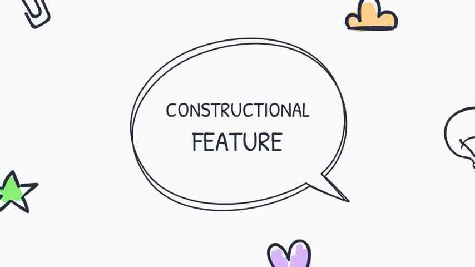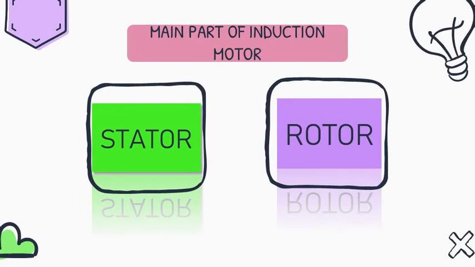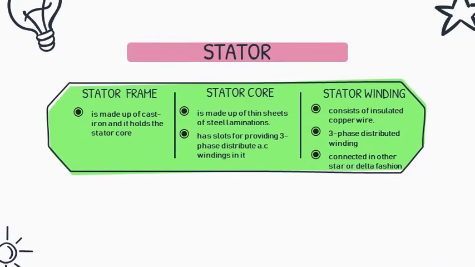The next is the constructional features. There are two main parts of the induction motor. First is the stator and the second is the rotor. I will talk about the stator first. The stator of an induction motor consists of the stator frame, core and winding. The stator frame is made up of cast iron and it holds the stator core. The stator core is made up of thin sheets of steel laminations.